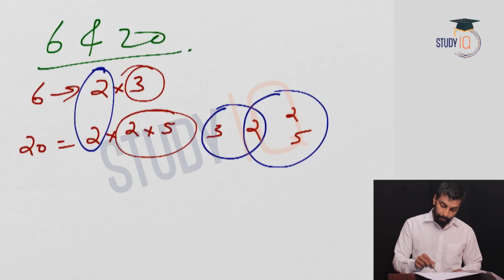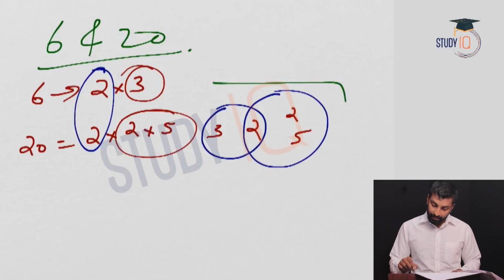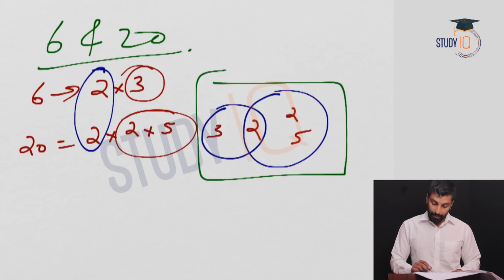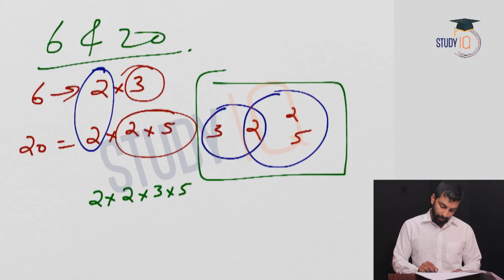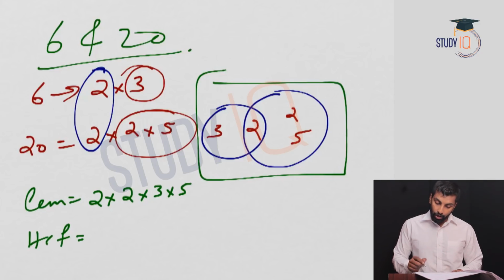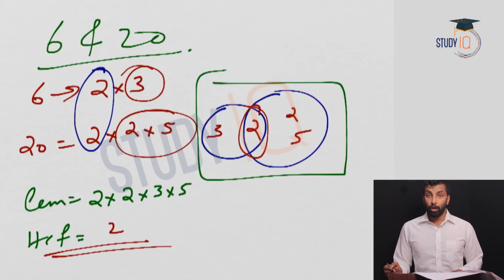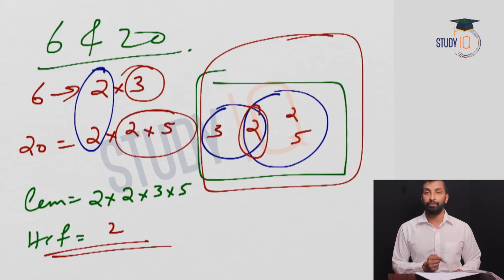Now what is your LCM? If I ask you what is your LCM, you will have to write everything which is there in the Venn diagram. So basically 2 into 2 into 3 into 5, and that's your LCM. Everything in the Venn diagram. What if I ask you what is HCF? You will write only the common term, that is this one, that 2. So 2 is your HCF. I hope this is clear. This is how you can understand LCM and HCF in a Venn diagram.